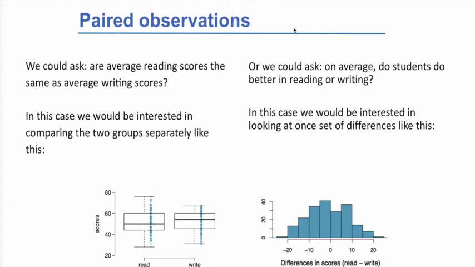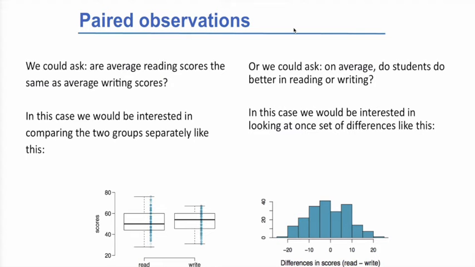So we could ask, are average reading scores the same as average writing scores? But we would need to have two independent samples. We would need to take one sample of students and get their reading score, and one sample of students and get their writing score. Or we could ask, do students do better in reading or writing? Right? And then we would be looking at the differences.